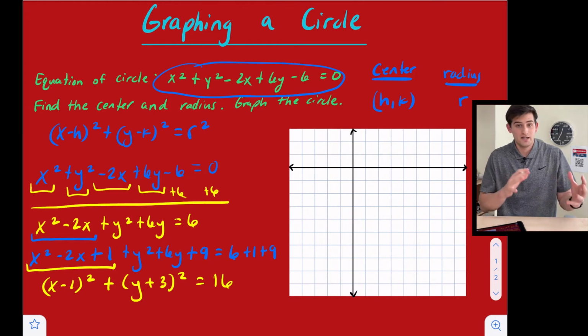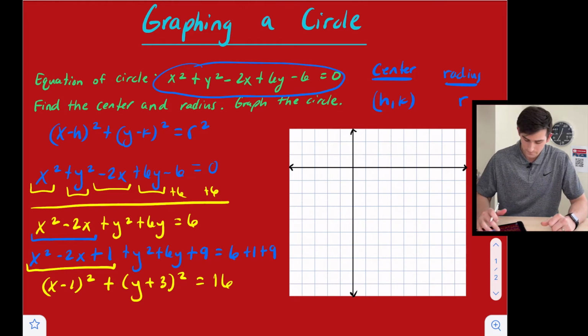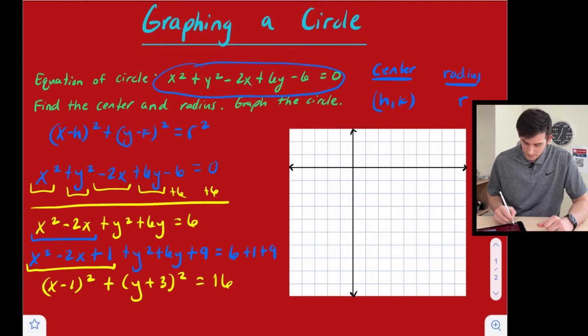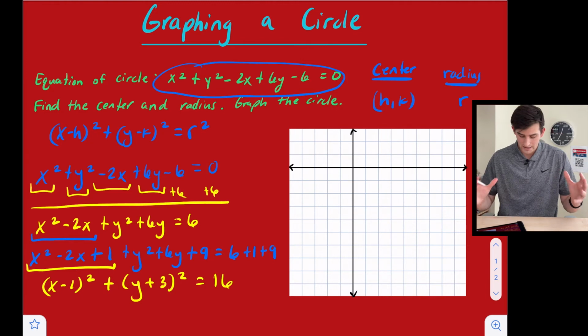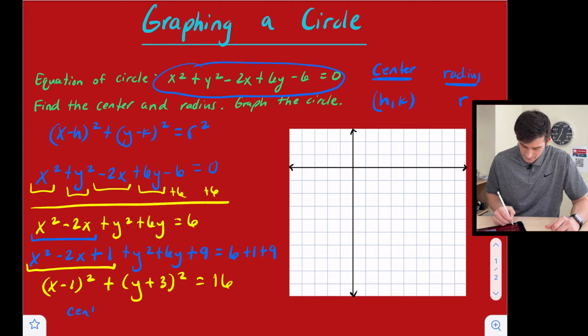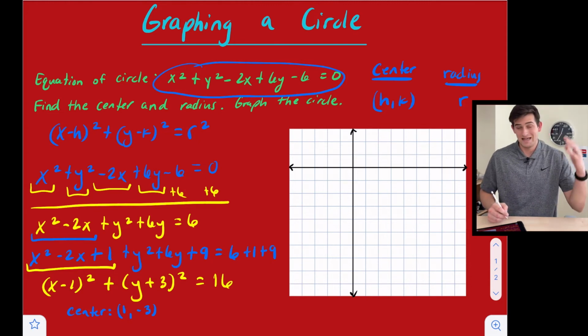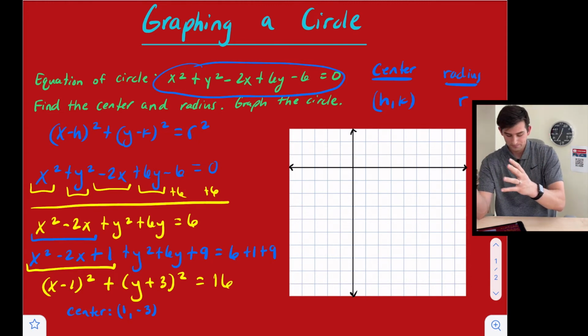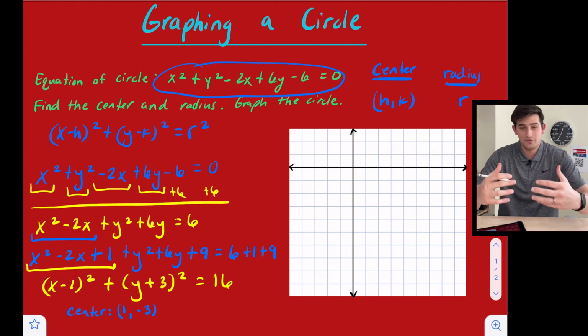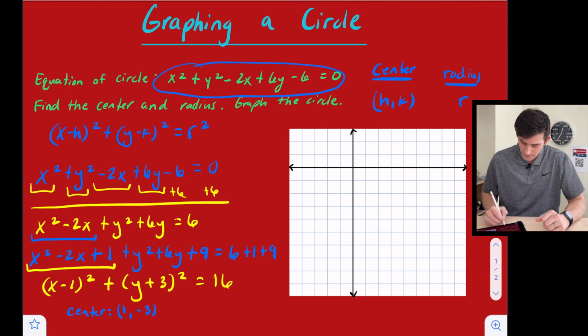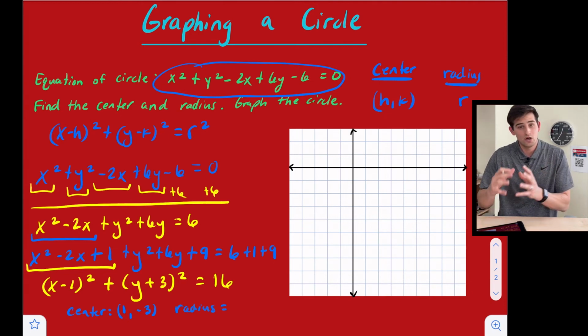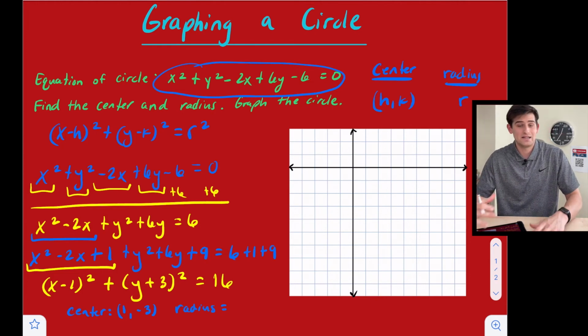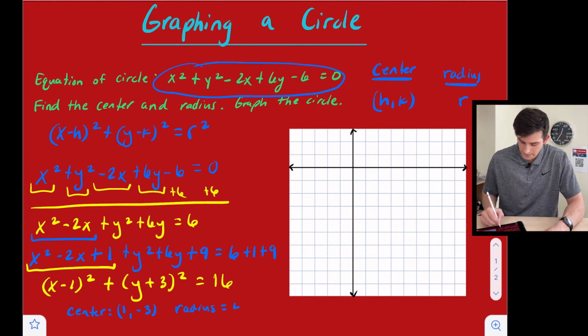So now I can identify the two things I need in order to graph my circle. So now I know that the center is located at (1, negative 3), because h is 1, and since that's y plus 3, that would be a negative 3 for k that we're plugging in there. So (1, negative 3). And now our radius, remember this equation is equal to r squared. So how could we write 16 as something squared? Well, it'd be 4 squared, right? So our radius here is 4.